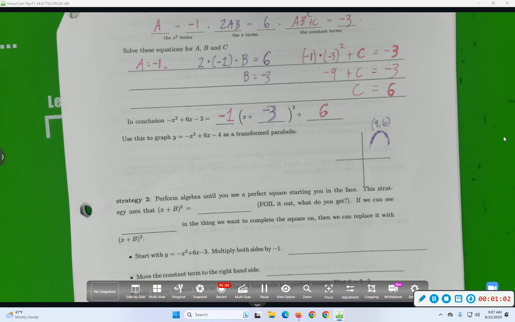Once you've completed the square, you can graph. Once you've completed the square, you can optimize. Once you've completed the square, you can find the x-intercepts without using the quadratic formula. And in fact, that's how you prove the quadratic formula. And so far, we have one strategy.